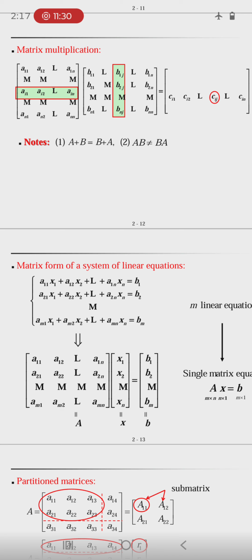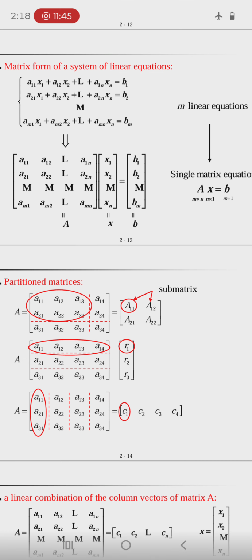Then notes: A plus B equals B plus A. Adding two matrices, then changing their order, gives the same answer. But for multiplication, the commutative property is not applicable; AB is not equal to BA.